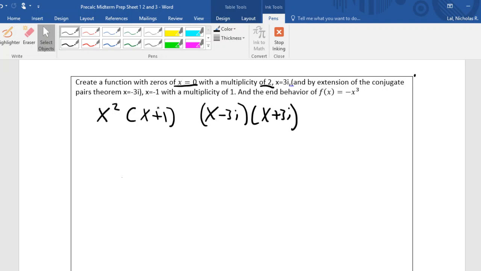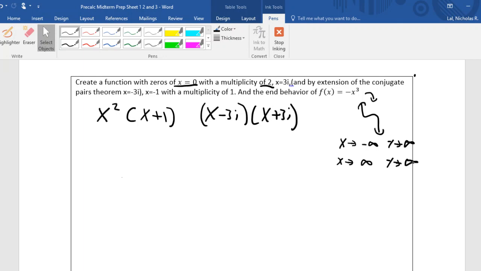Okay? So these are our factors, these are our zeros. It needs to have the end behavior of negative x cubed. Negative x cubed looks like this. You should know this from memory. This has the end behavior as x approaches negative infinity, y approaches infinity. As x approaches infinity, y approaches negative infinity.